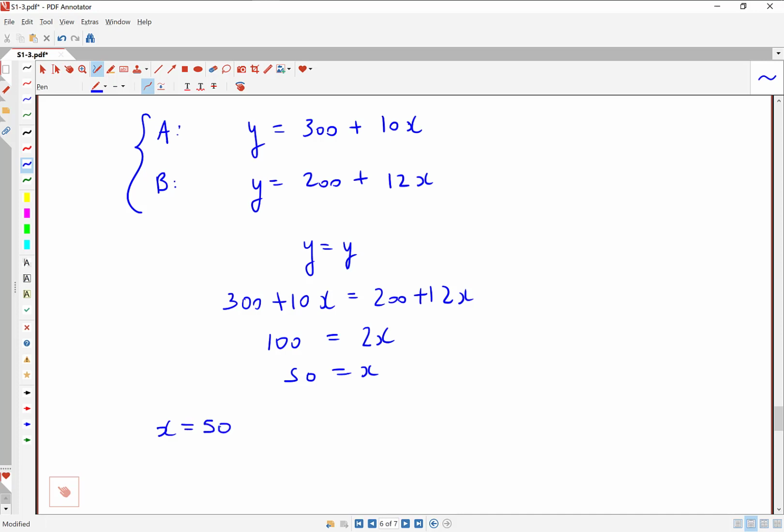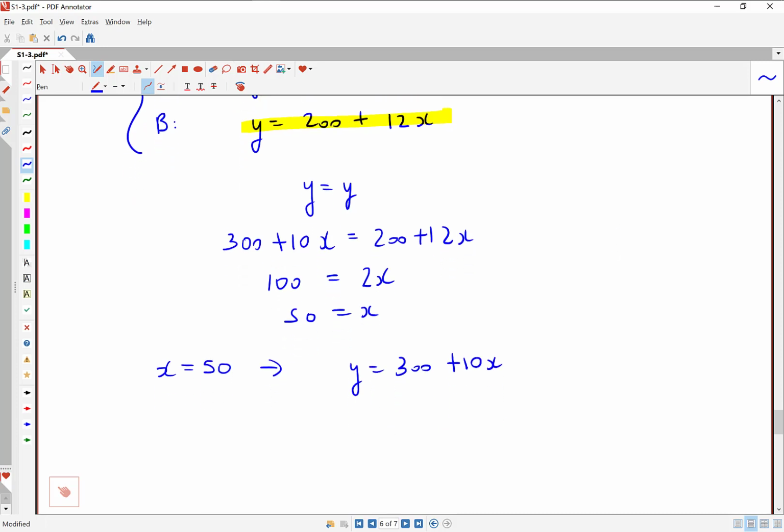We figured out our x value, and we can put that back into either equation. You can look up at the two equations we've got at the top of the screen. Just choose whichever one seems friendlier. I guess I'll just go with the first one. Let's plug into y equals 300 plus 10x, and we'll get our y value. So y is going to be 300 plus 10 times 50. Put that into our calculator. That's 800.